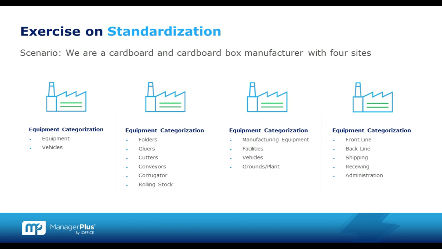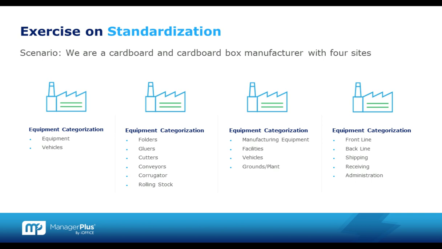So you have your first plant, and this is how each of the plants catalogs or categorizes equipment. In plant number 1, they're not using an enterprise asset management system. They all have their own list. So in plant number 1, the manager is essentially classifying them as equipment and vehicles. Very simple. In the second plant, the manager is getting much more granular. He says, we classify equipment as folders or gluers, cutters, conveyors, the corrugator, rolling stock, and so we've got it all organized this way.